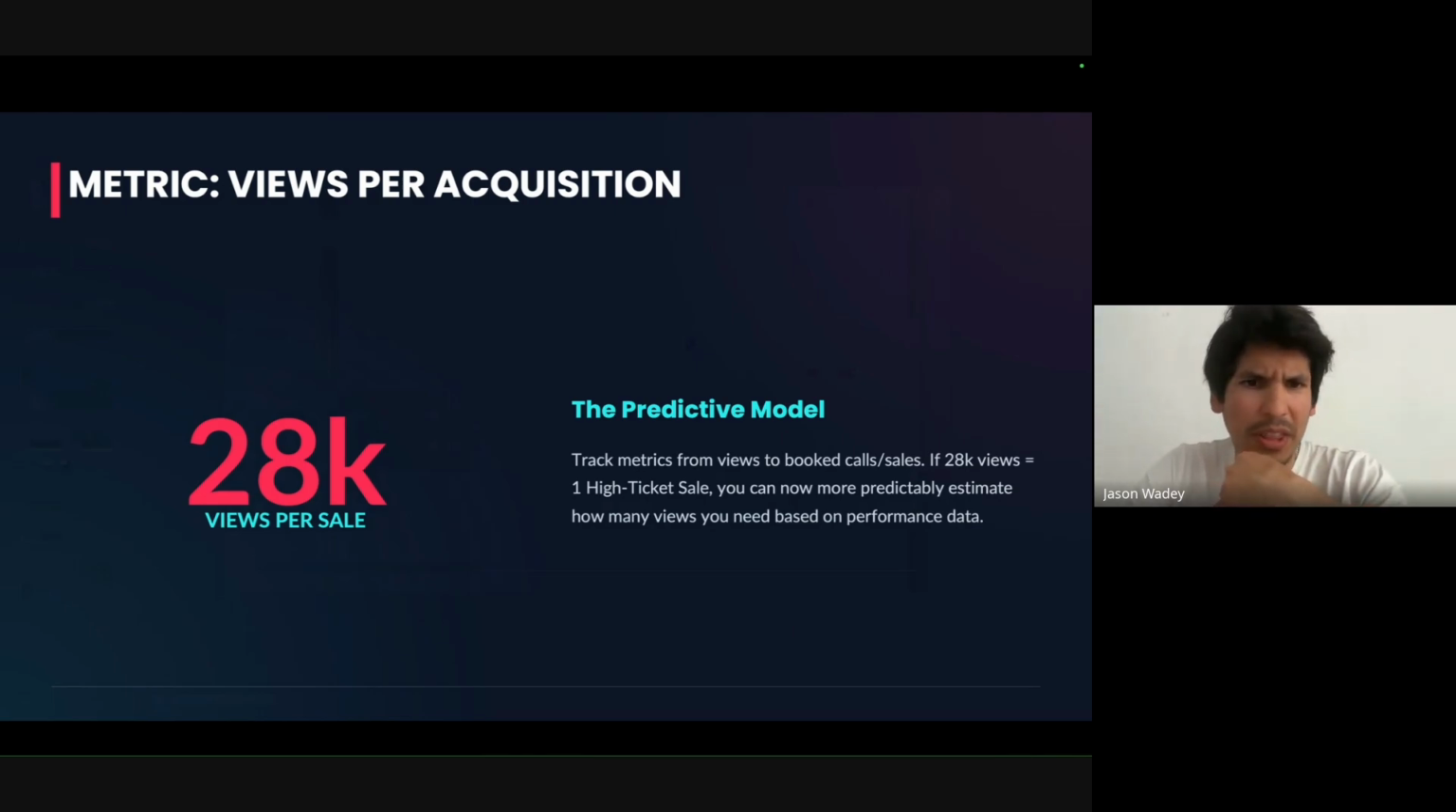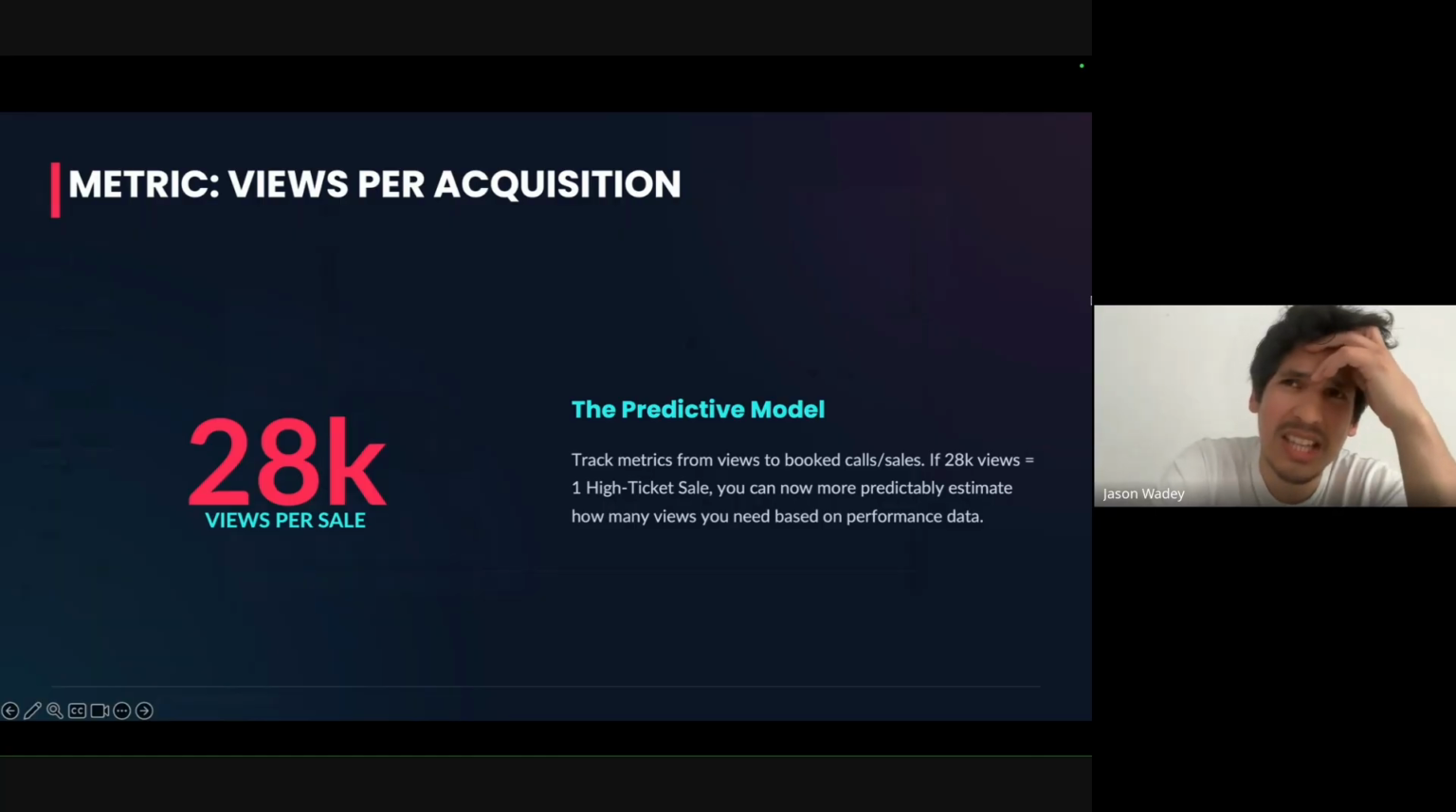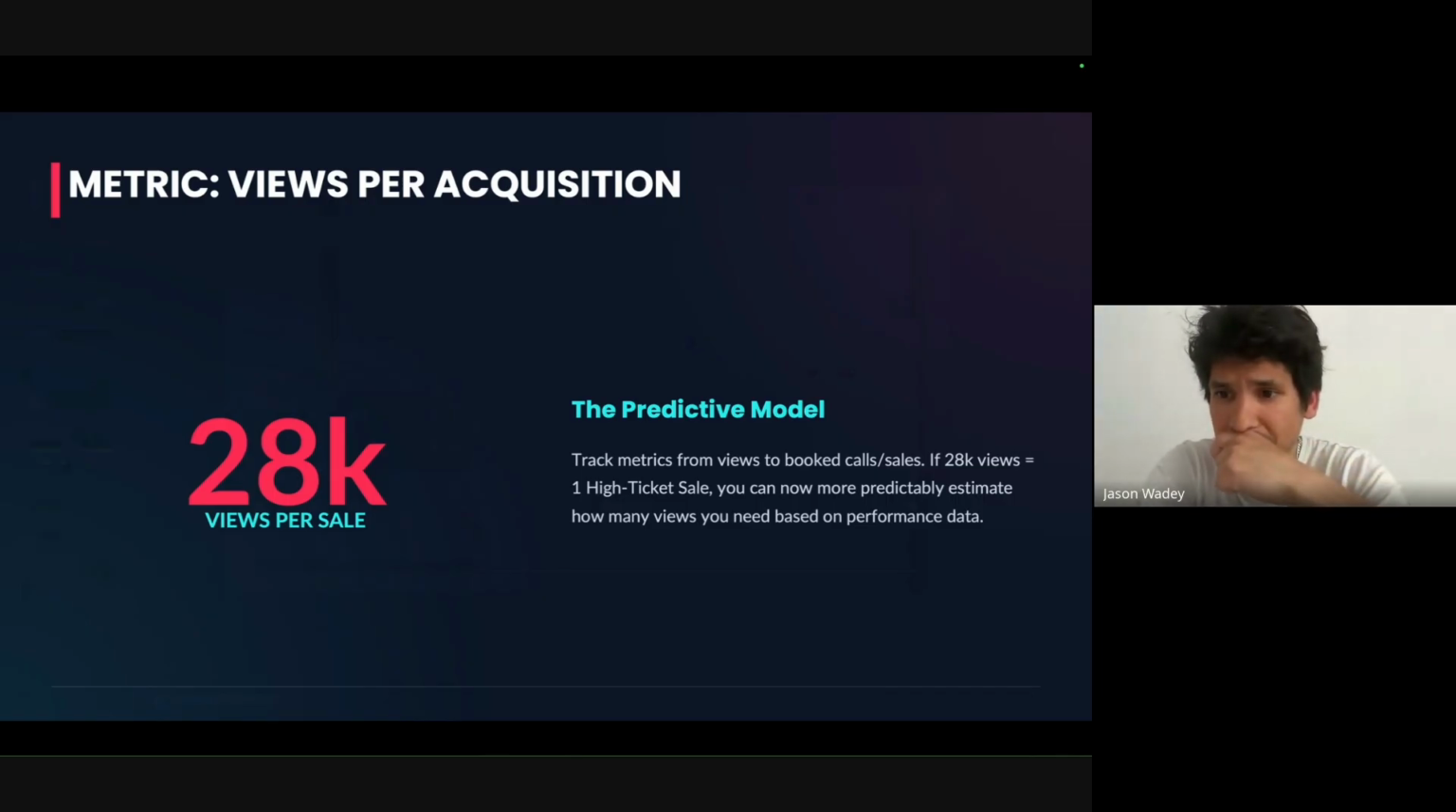What did I want to finish off with? In terms of this, you want to be making it more of a predictive model. This goes for high ticket and low ticket products, but especially for higher ticket products. What I mean by this is that you want to be figuring out specifically how many views in general you need to get in order to make a sale.